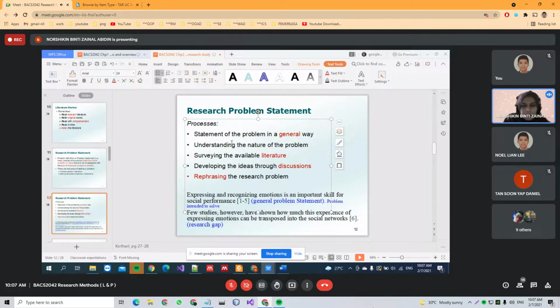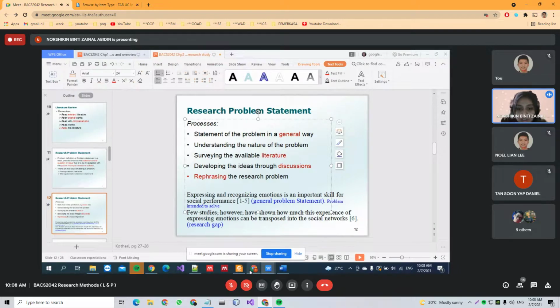And then developing the ideas through the discussion. Discussion here is actually based on the third point, the LR. After you have done your LR part, you need to find the research gap of the previous work. The gap is something like what we can do for future work, so you can get the idea for your discussion.